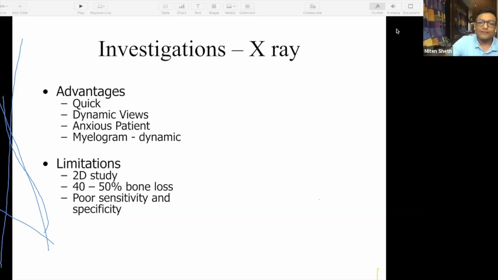The other thing is that for something to be absolutely visible on an X-ray, there should be at least 40 to 50% of bone loss. That's why it's not a very sensitive and a very specific investigation.